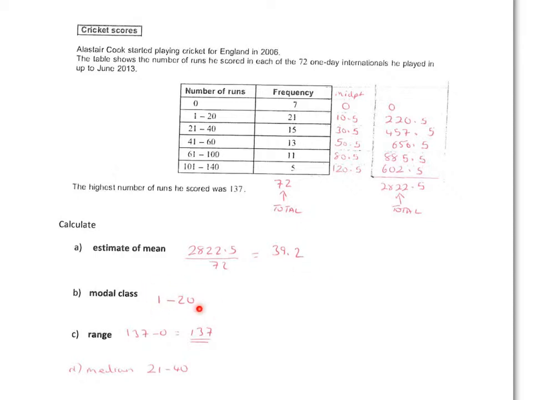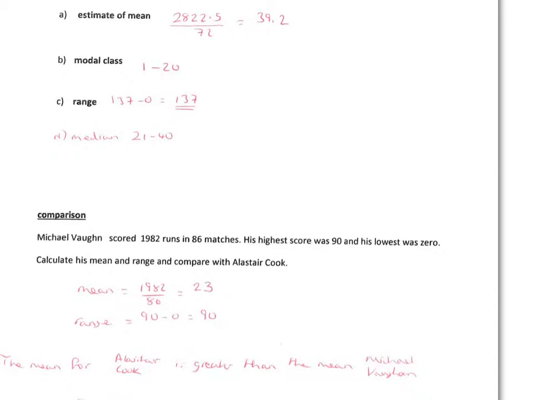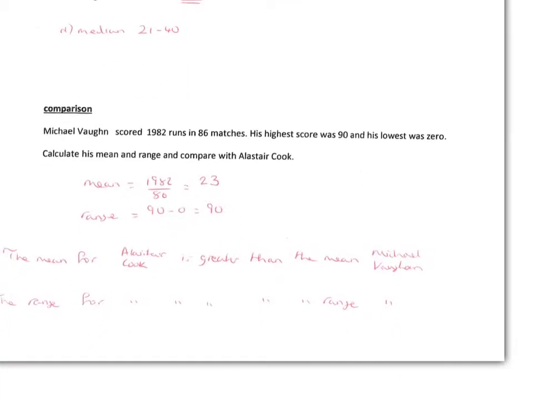The modal class is the most common result. If you look at the frequency numbers, the biggest is 21, and that represents the group 1 to 20. So 1 to 20 is the most common result. Range is highest, take away lowest, and in this sentence here, you are told the highest score, and from the table, the lowest score is 137. The median, you'd probably just have to remember.